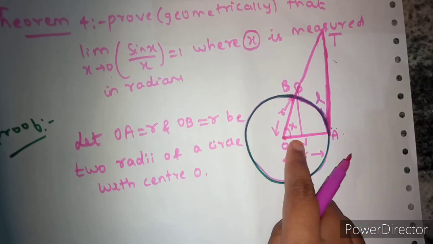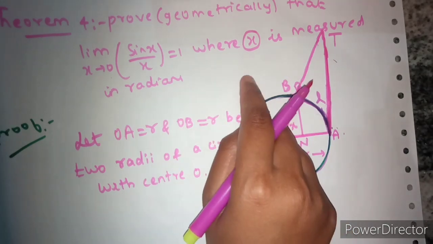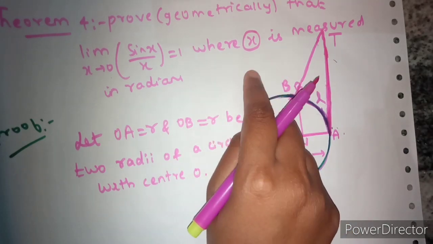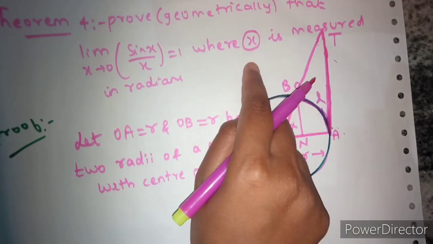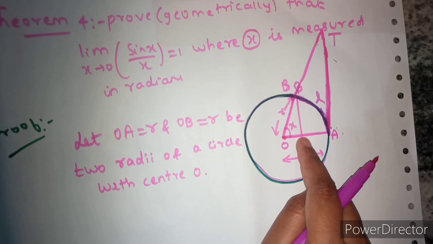No matter if you take theta also, it doesn't matter. But in the statement they have mentioned that angle as x, so I am taking x as angle. If in the question they have mentioned theta, I'll take angle as theta.